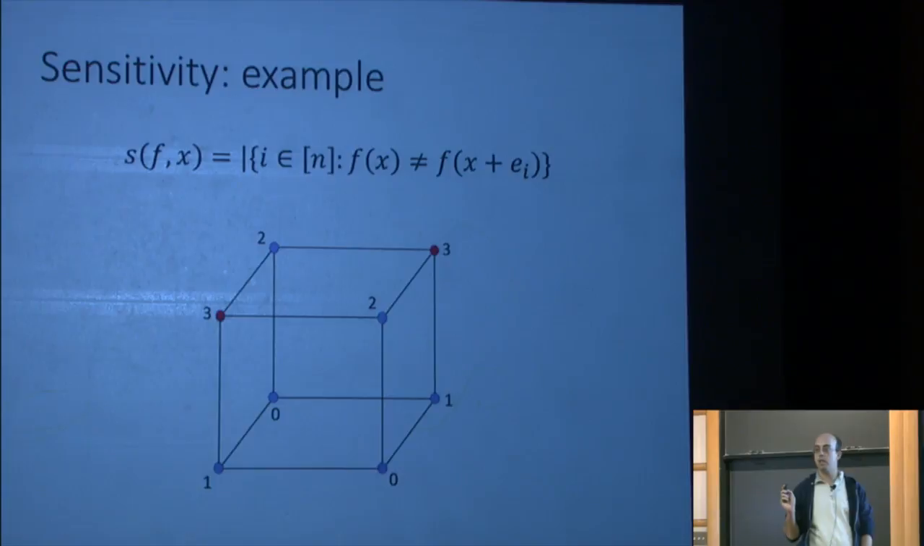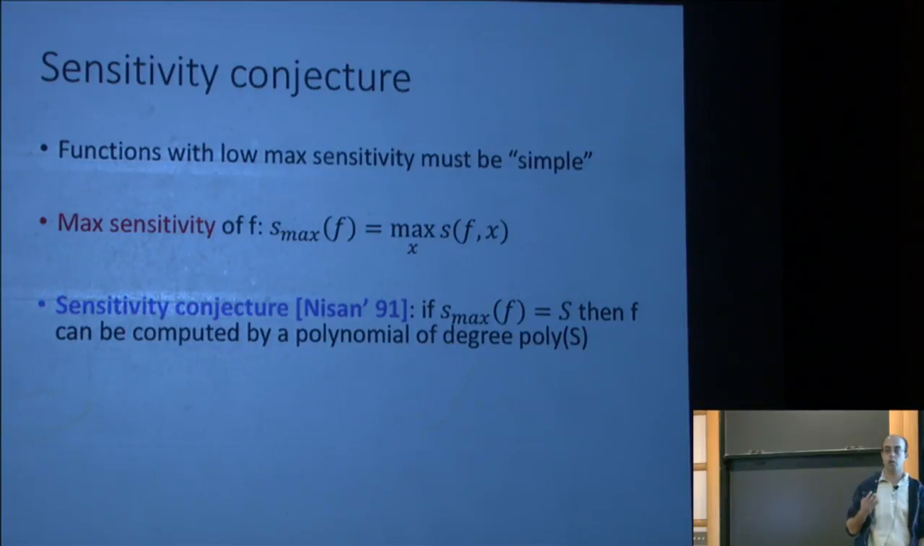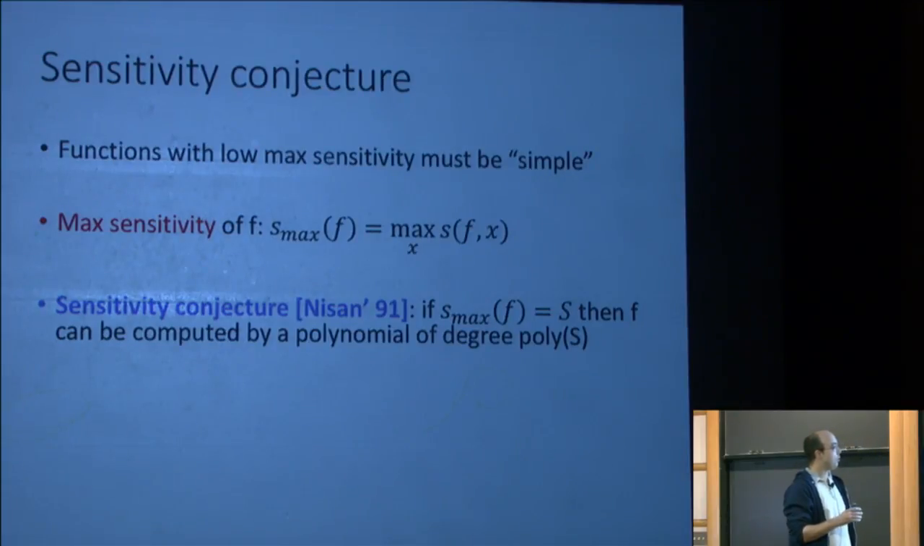Okay? Is the definition clear? Many of you have seen it in the past, but some of you maybe haven't. So that's sensitivity. Now, what is the sensitivity conjecture? Roughly, it says that if you give me a function of low sensitivity, meaning all nodes have low sensitivity, it must be a simple function. I'll define this more formally in a second, but there are no interesting examples of low sensitivity functions, to some extent. So this is basically the conjecture.